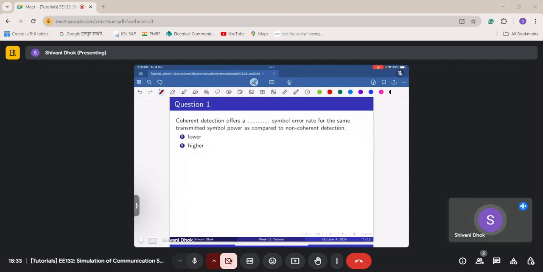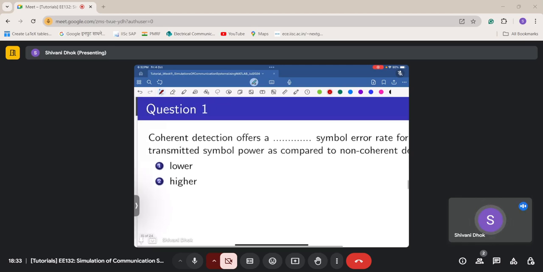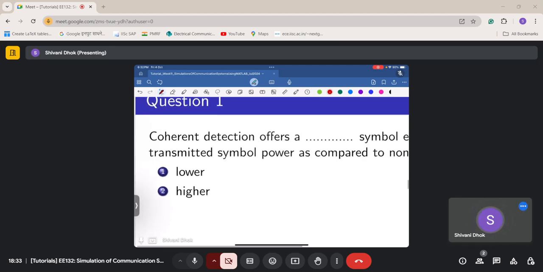Like every week, this week's questions will be a mix of the questions that were covered in last year's assignment, as well as some questions which I have taken from some other good reference. So let's start with the first question. This is a last year assignment question.